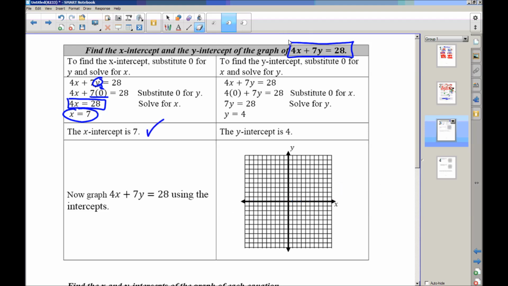So when y is 0, we go 7 this way. So 5, 6, 7, and then we don't go up or down. So this point is at 7, 0, and it makes our equation be true.